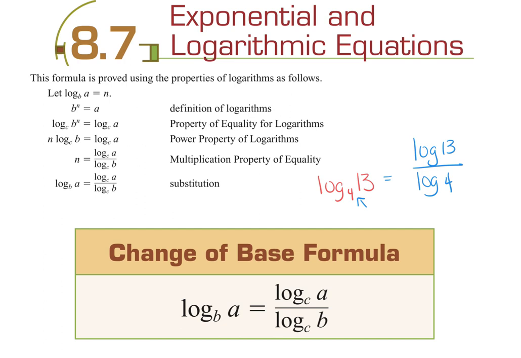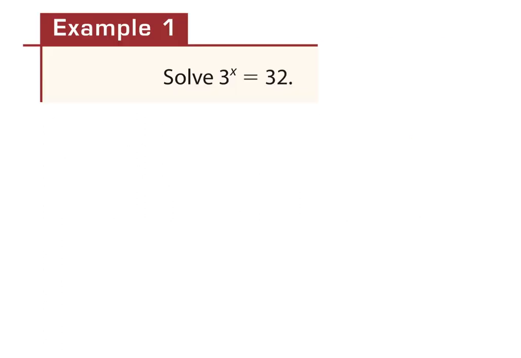Let's look at the first example, example 1. This says solve 3 to the x equals 32. Obviously 3 to the x equals 32 is not going to be an integer, right? So it's going to be somewhere between 3 and 4, but we don't know exactly what. And so what we're going to do is use the change of base formula here. We're going to rewrite this as a log. So if we rewrote this as a log, the log would be a base of 3. So log base 3 of 32, and we are looking for the exponent.